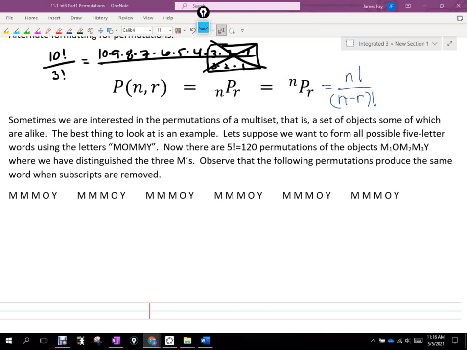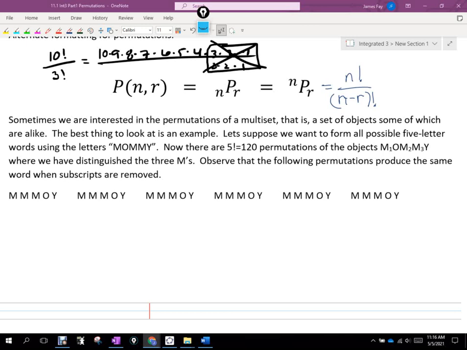Okay. So if I look at those down there at the bottom, it says MMMOY. That's a word. When we're talking about this type of stuff, words do not have to have meaning. They do not have to follow our English language. They are simply a structure of letters. Does that make sense? Okay.